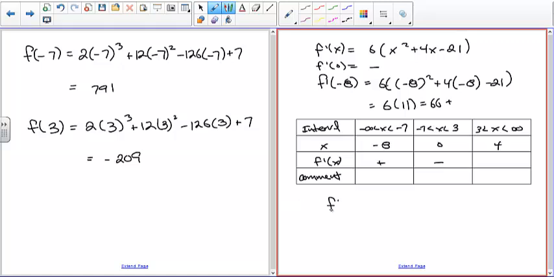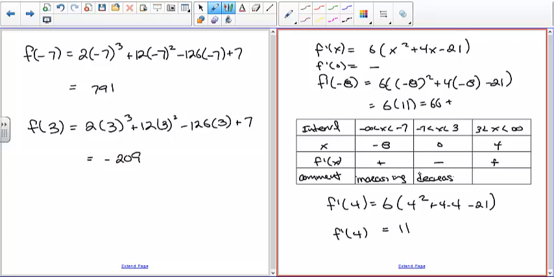And you can do the same thing at 4. So it's 6 times 4 squared plus 4 times 4 minus 21. So 4 squared is 16 plus 4 times 4, that's just 16. You add those together, you get 32. And you subtract 21 and you get 11. So the first derivative at x equals 4 is positive. So positive means increasing, negative means decreasing, positive means increasing.